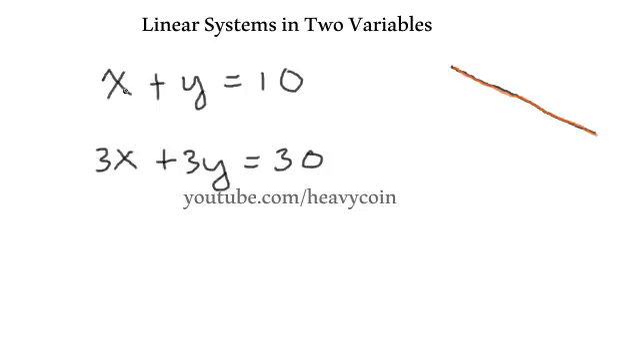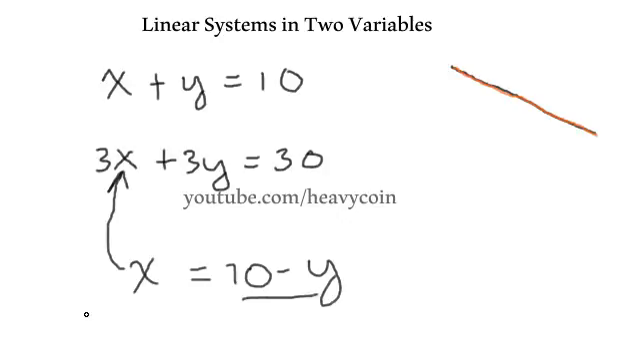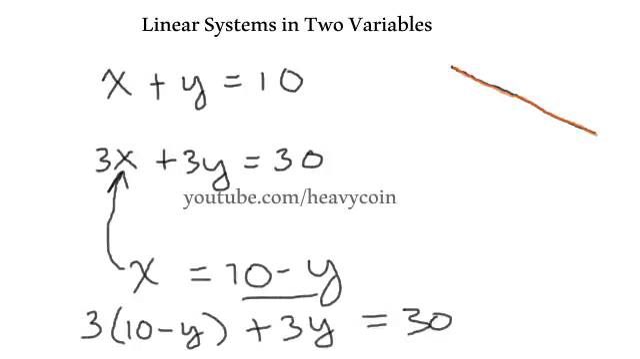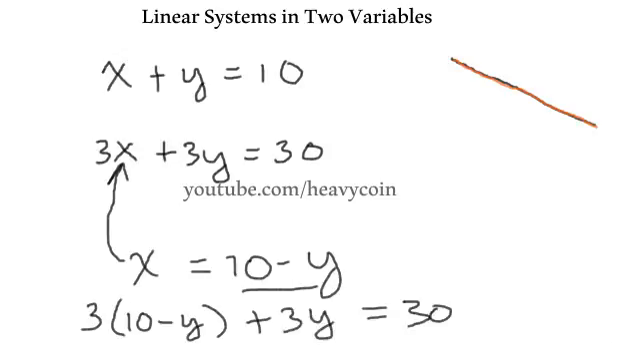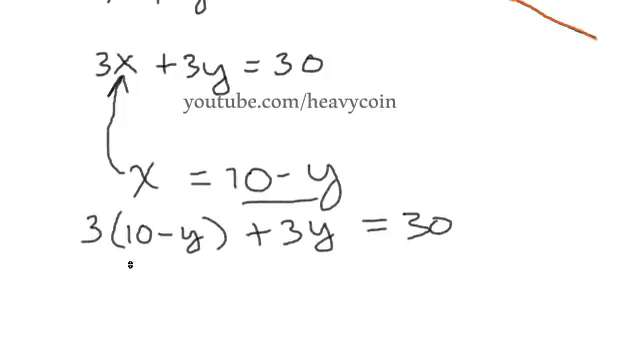I would solve for x in this problem, and so we'd end up with x is equal to 10 minus y, and then I would take this and plug it in for this x. So we'd have 3 times 10 minus y plus 3y is equal to 30, and of course we're wanting to solve for y in this problem, so let's see what happens when we do this.